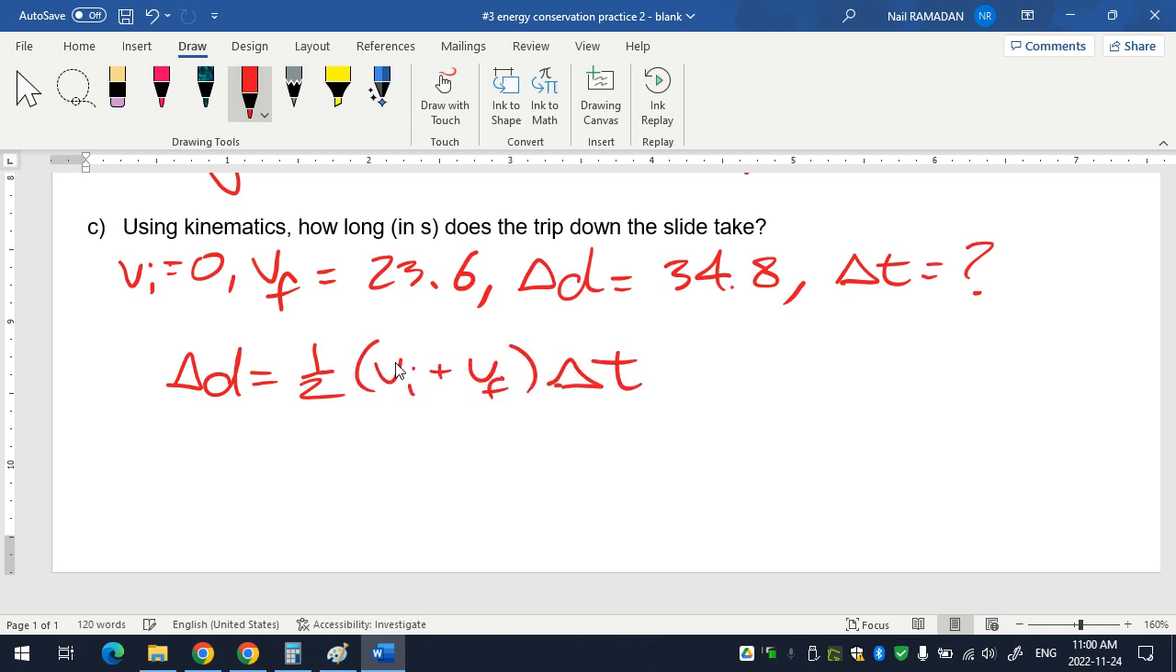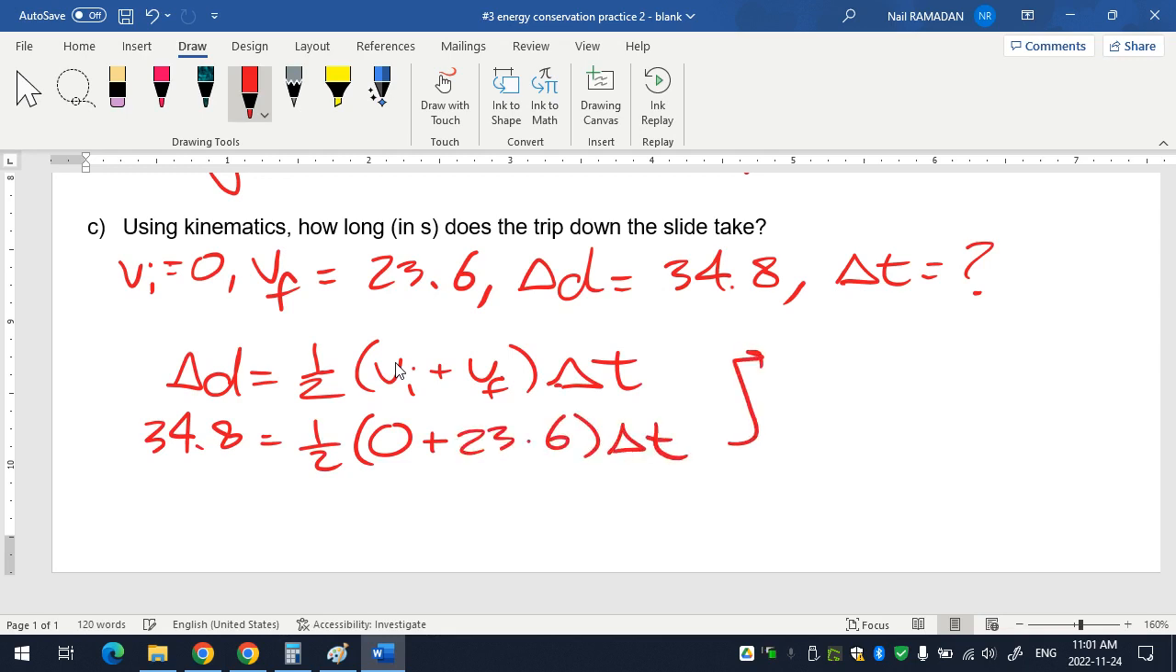All right. What's delta D? 34.8. Half is half. VI is 0. Good news. VF is 23.6. Delta T. What's half of 23.6? 11.8.